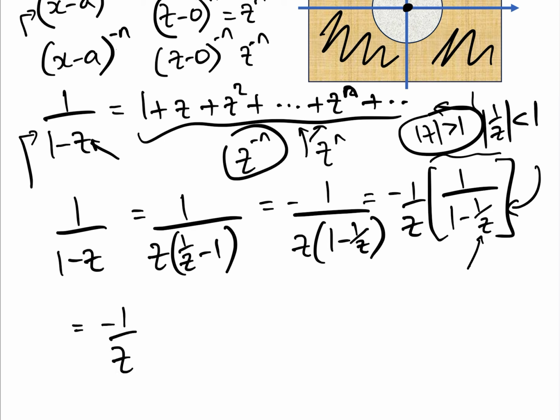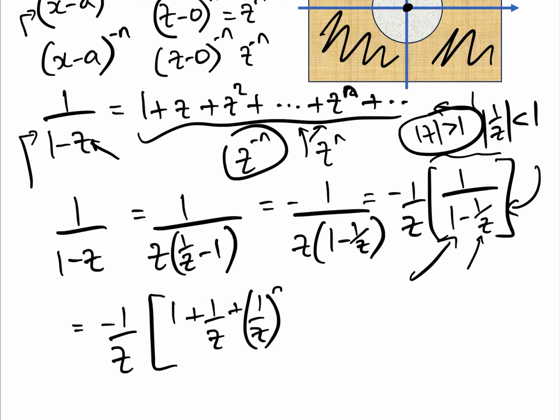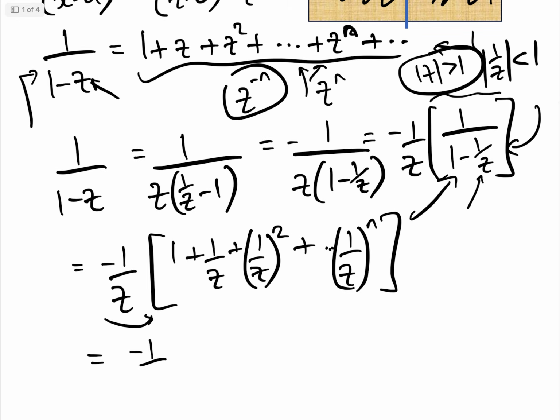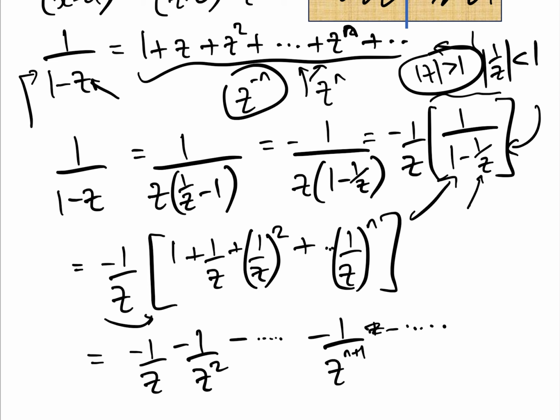So basically that equals minus 1 over z times, and here all we do is expand this: 1 add 1 over z, add 1 over z squared, add up to 1 over z to the n. Then when we multiply this out, that gives us minus 1 over z, minus 1 over z squared, minus up to 1 over z to the n plus 1, and so on, ad infinitum.